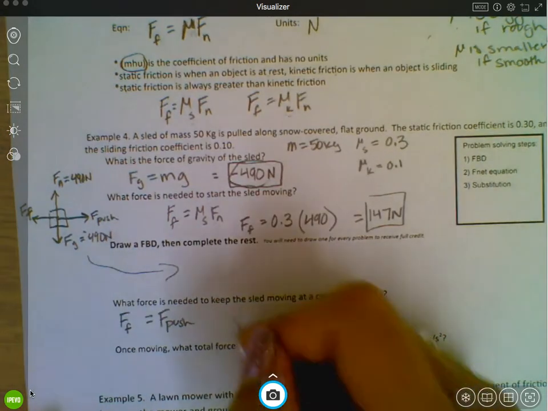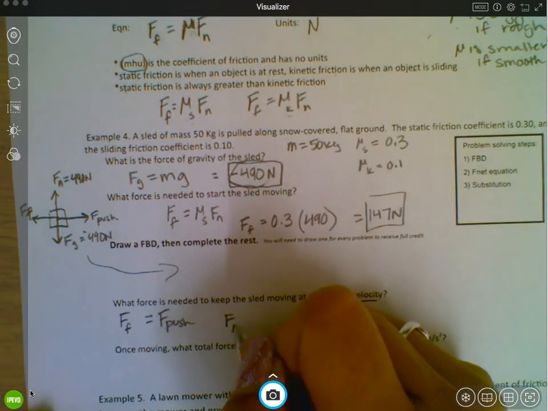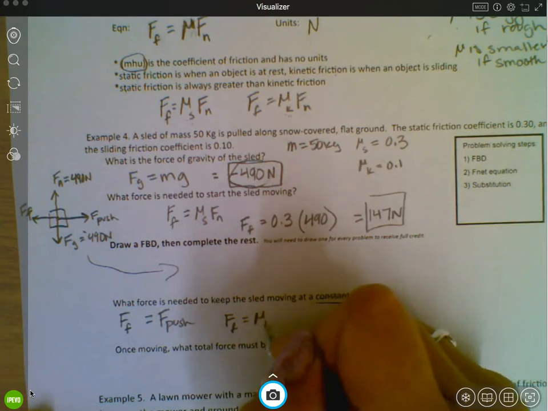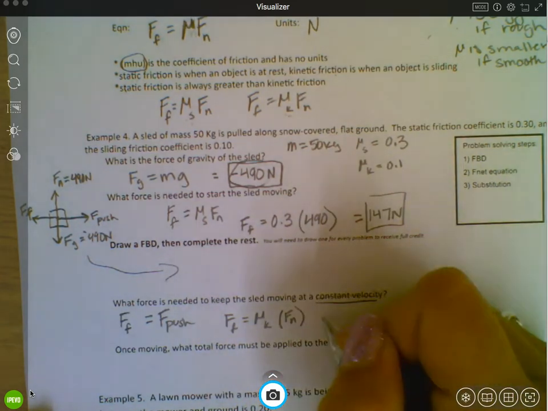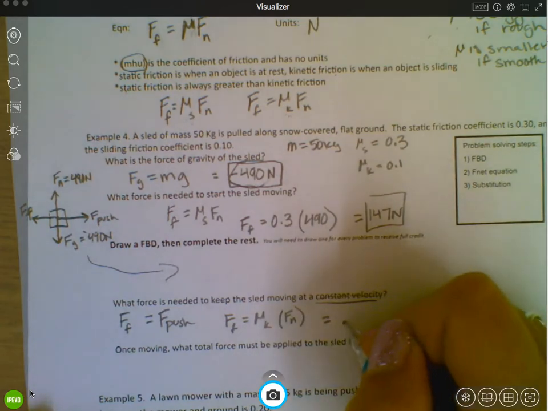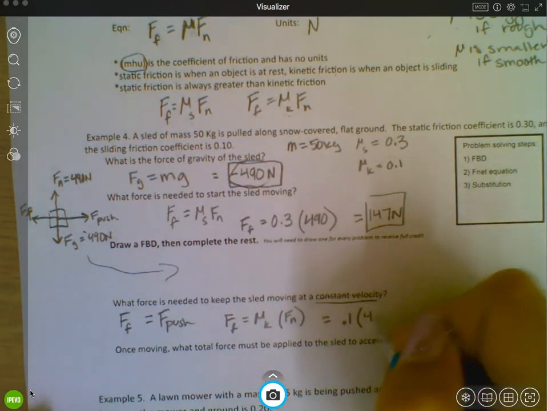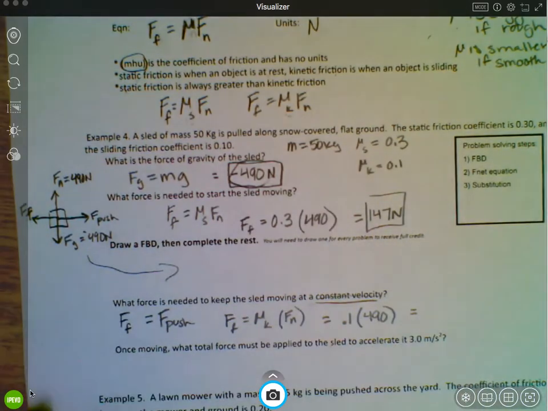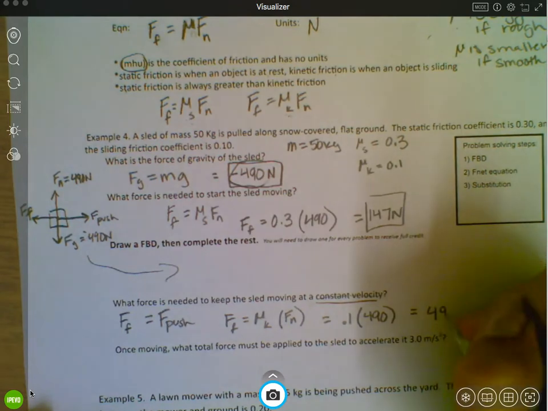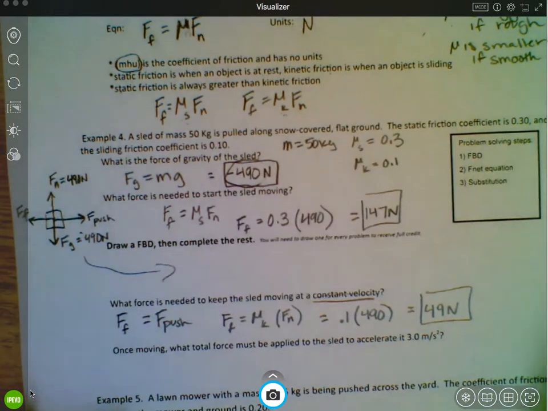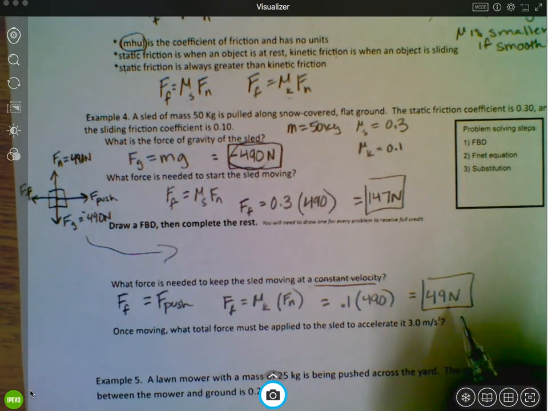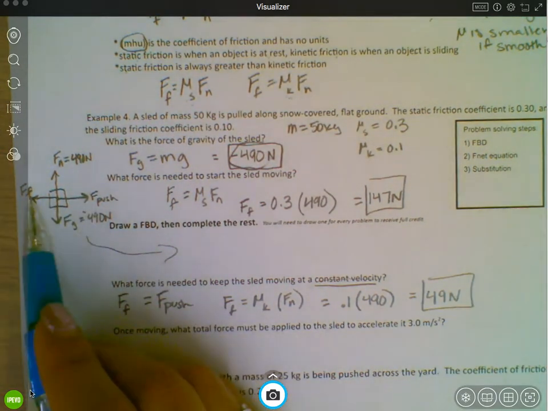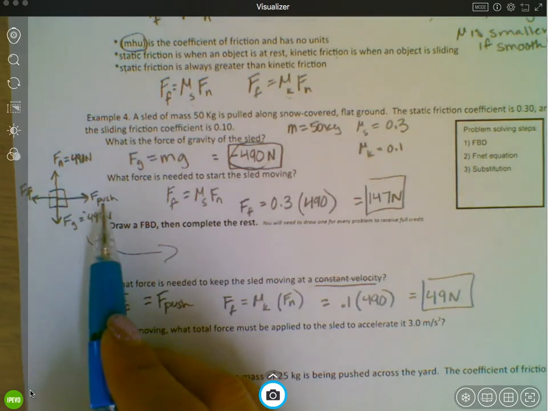Okay? So now we're talking about it moving, so we need the force of kinetic friction. So this is mu k times the normal force. In this case, it's going to be 0.1 times 490. And that will give us 49 newtons. Okay? If we don't push with 49 newtons, it will slow down because of friction, because the friction will be bigger than the pushing force. Right?